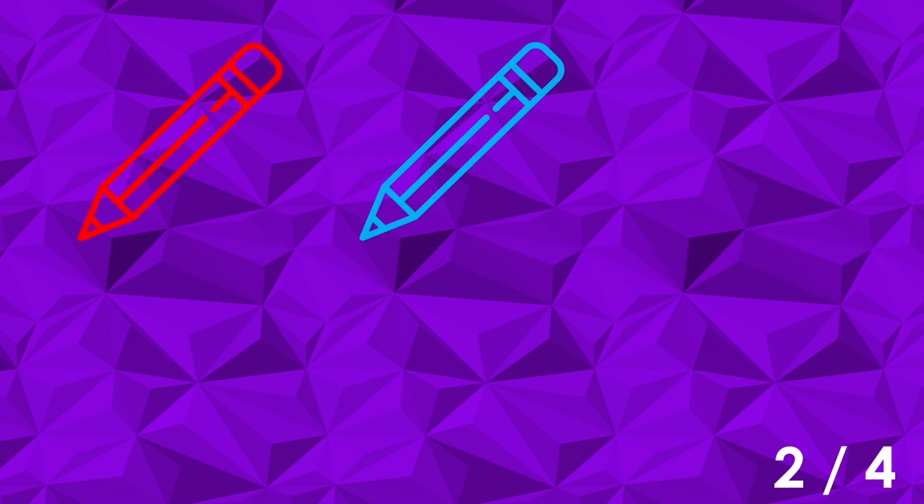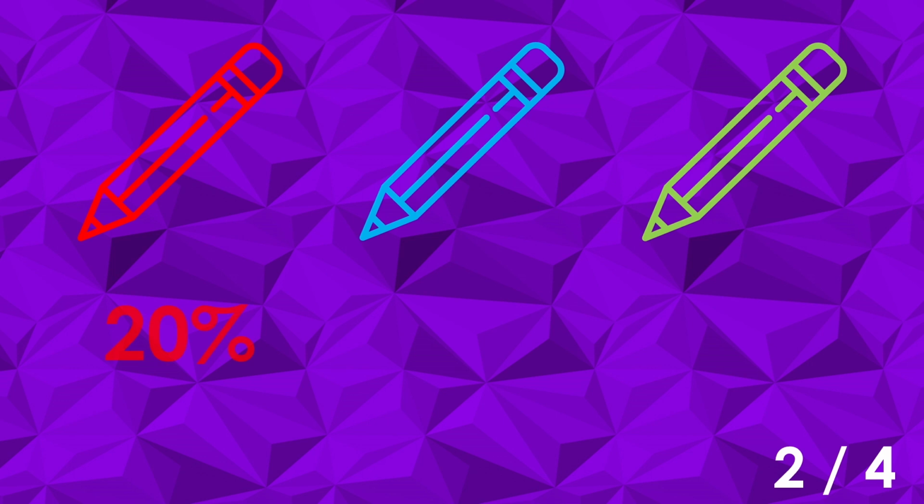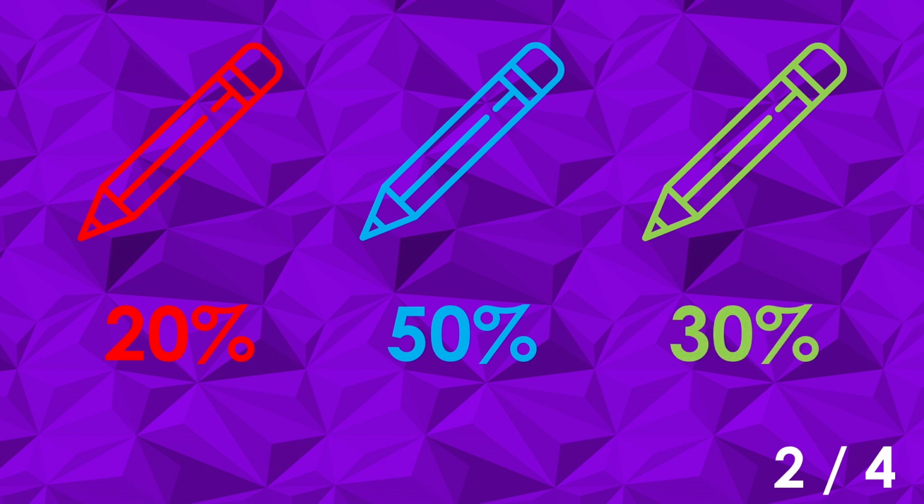Secondly, 100% means all of something. For example, let's assume there are red, blue, and green pencils. 20% of all the pencils are red, 50% of all the pencils are blue. What percentage of pencils is green? The answer is obviously 30%. Why? Because 20% plus 50% plus 30% is equal to 100. 100% means all of something.